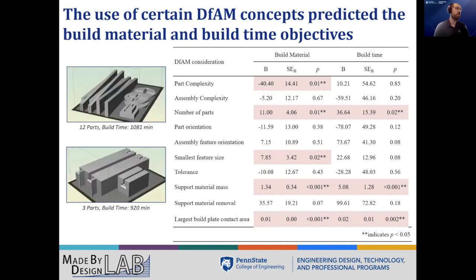As an example here, we saw a statistically significant connection between the number of parts and the build time. So we have one here that is 12 parts, which ended up being over 1,000 minutes to print. And then we have one that's 3 parts and was significantly lower at about 920 minutes to print. Similarly, we saw a connection between the largest contact area on the build platform and build material. So again, a lower contact area typically turned into less build material.